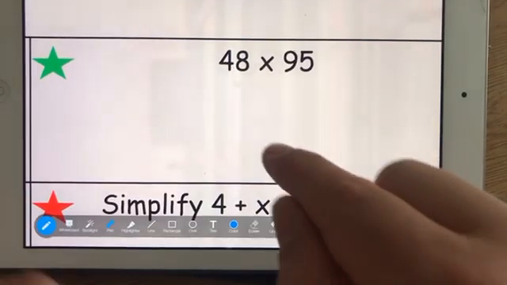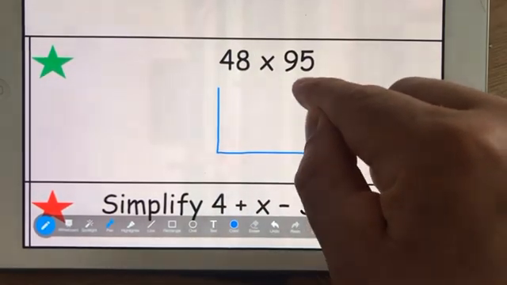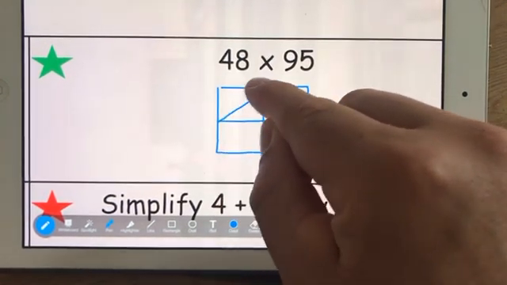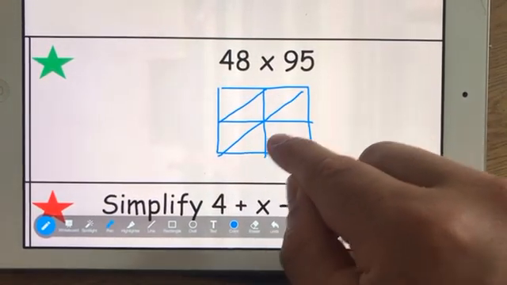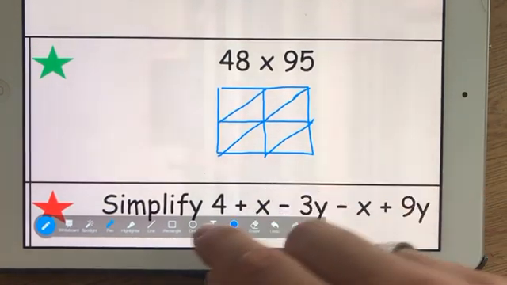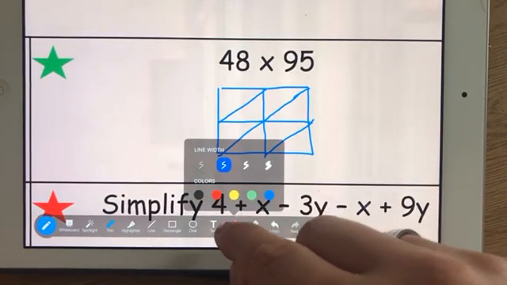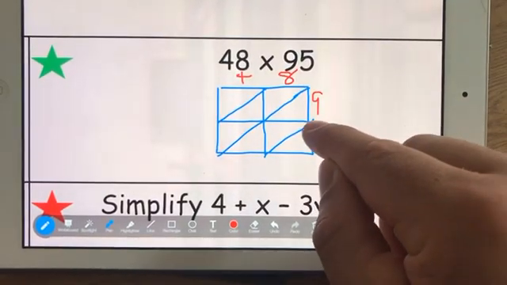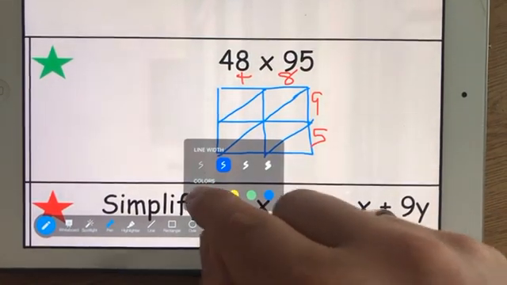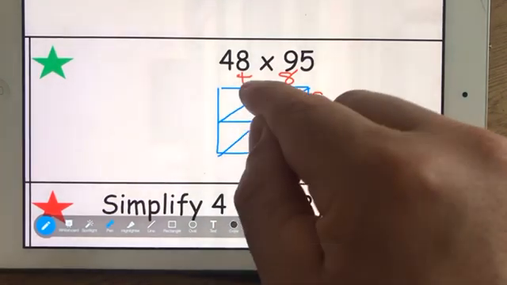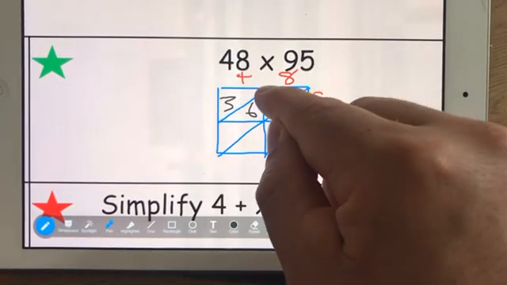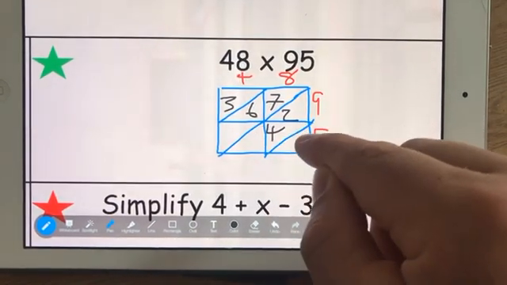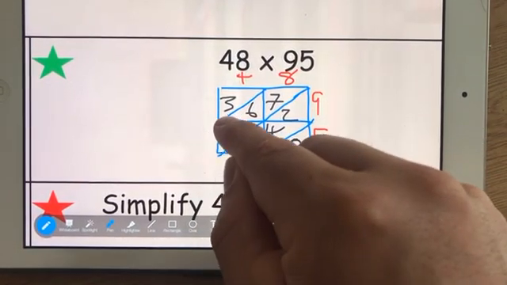Next one, I got 48 times 95. Again, pick a method you like. Genuinely doesn't matter which one you use as long as you're getting it right consistently. I'm going to change my pen each time just to make it a little bit clearer to look at. So on the inside I've got 4 times 9 is 36. 8 times 9 is 72. 8 times 5 is 40. And 4 times 5 is 20.